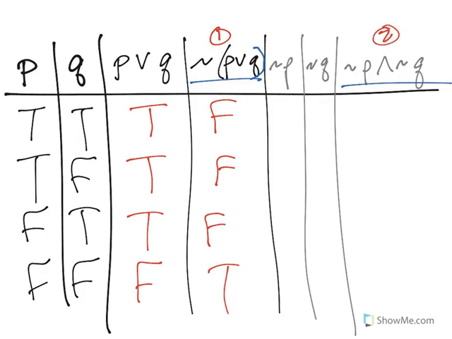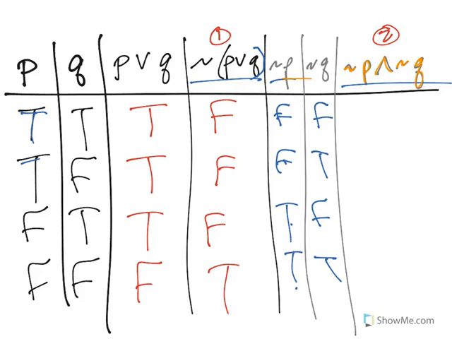Now, to get to not P and not Q, I need the negations of P and Q. Well, the negation of P is just the opposite truth value, right? So if P is true, true, false, false, then not P is false, false, true, true. Not Q, similar thing. I just take the opposite truth value from Q. Now, not P and not Q means when I compare these two columns, they both have to be true. So false, false, false, true.